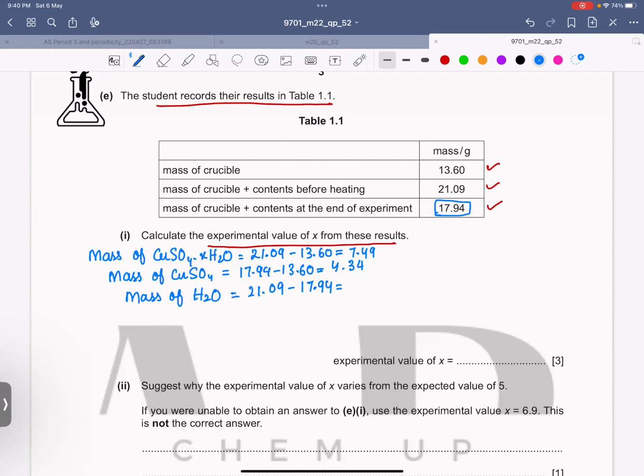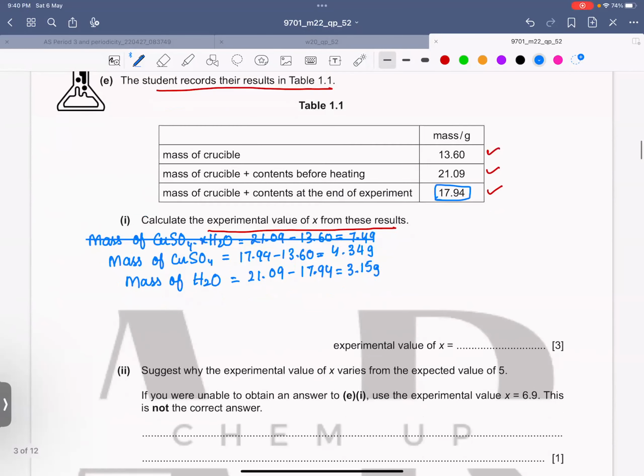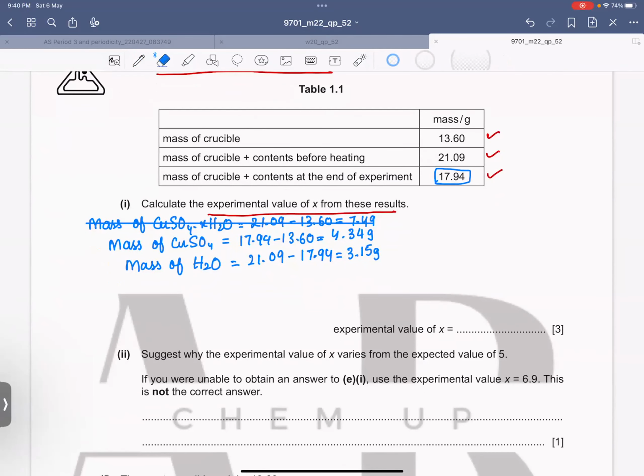One minute, Abdurrahman. 3.15 grams. Okay, if I relate the mass of copper sulfate with the mass of water, I get the relation that with 4.34 grams of copper sulfate, 3.15 grams of water is present. Is this understandable? Yes.